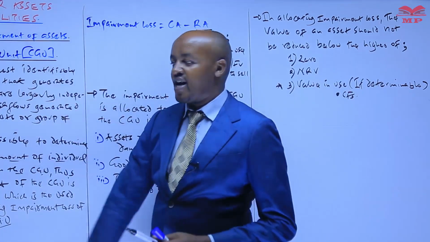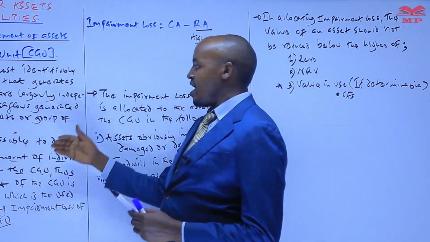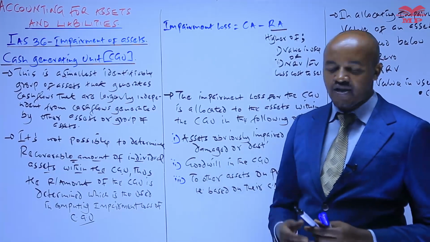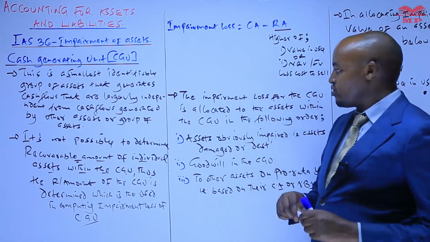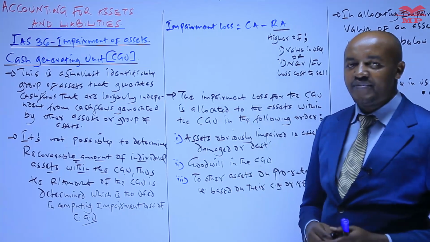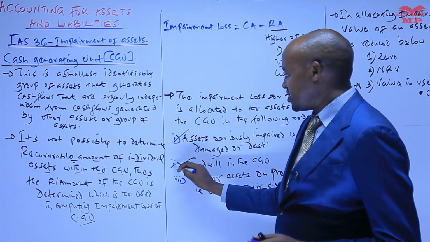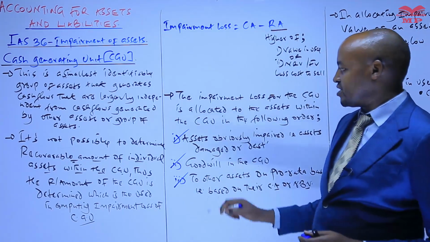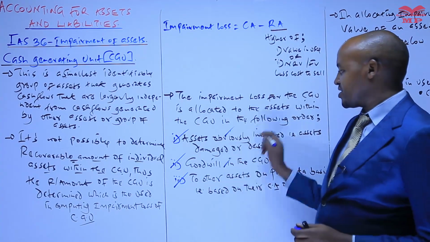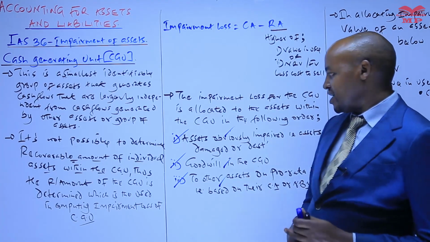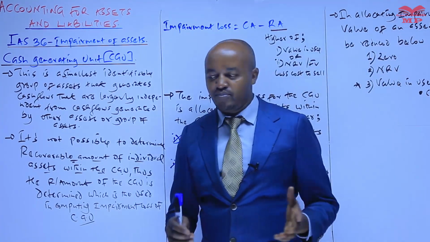You need to know what a cash generating unit is. How do we determine the impairment loss of the cash generating unit? And equally, how do we allocate that impairment loss to the assets within the cash generating unit? Basically, I've said that is the order which is followed: to the assets which are obviously impaired, to the goodwill, and then to the other assets in that cash generating unit on a pro rata basis.